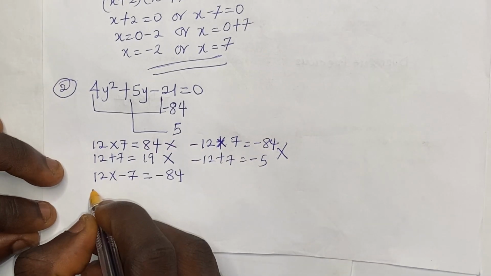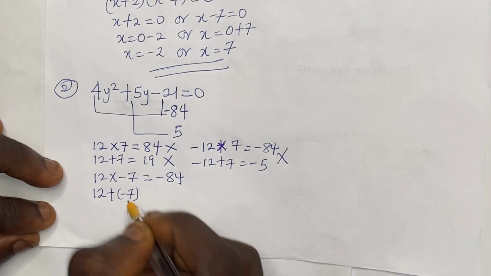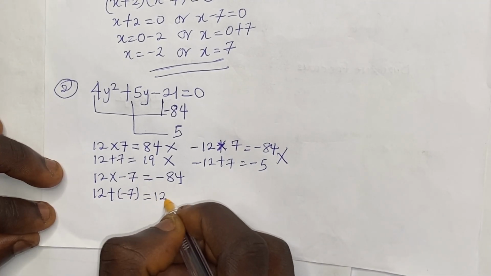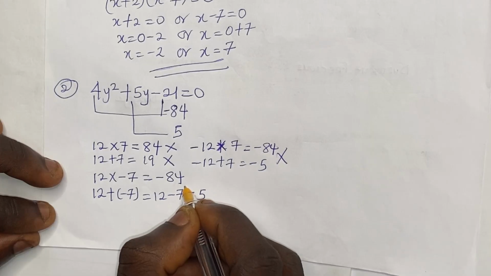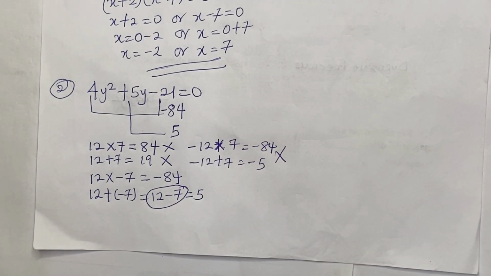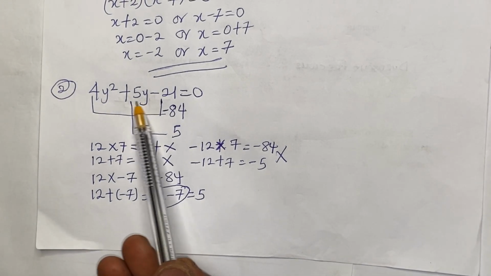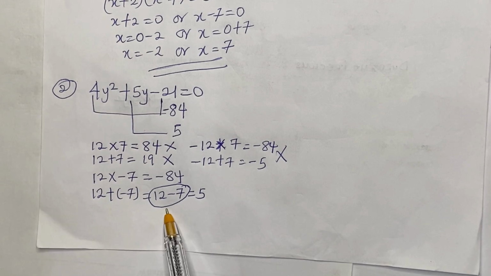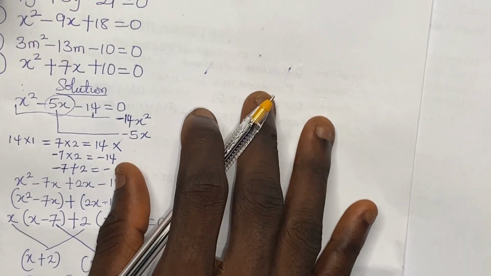Then 12 plus minus 7, that's the same thing as 12 minus 7, which is 5. That means our factors here now are 12 and minus 7. Are you getting that now? So now I'll change this 5 to 12 and minus 7. So that means my equation will now become what now?